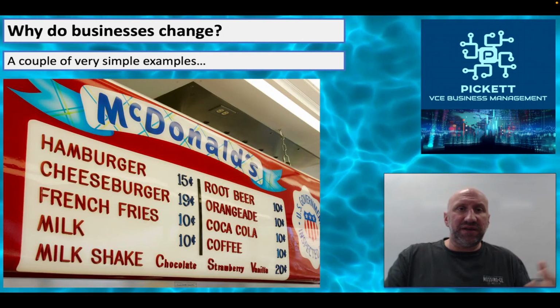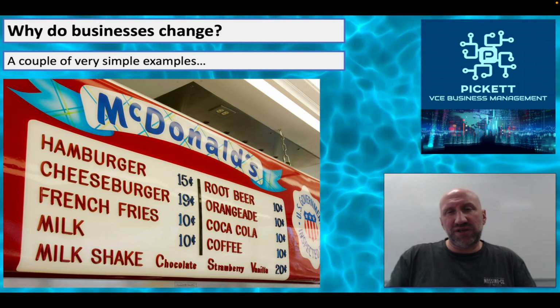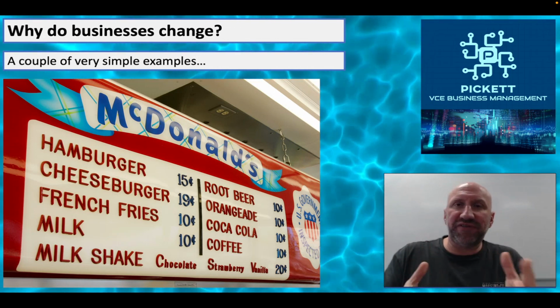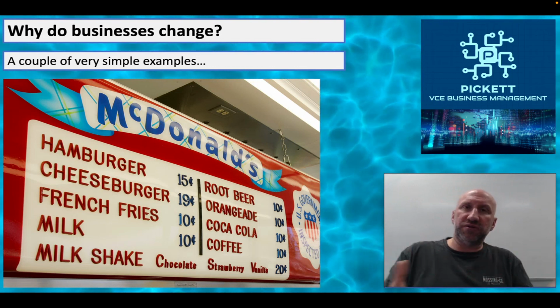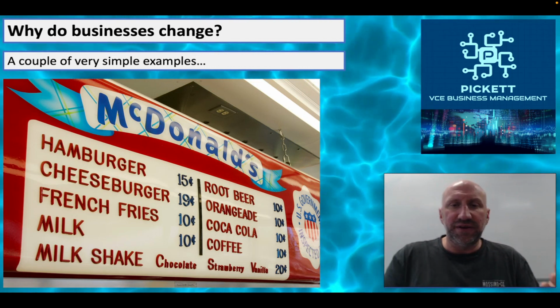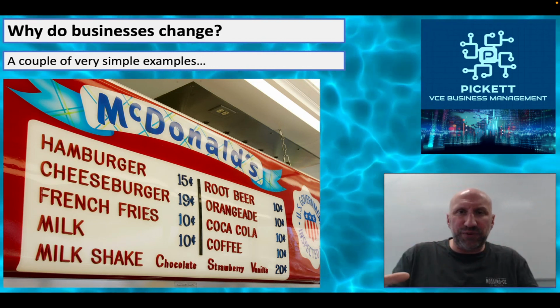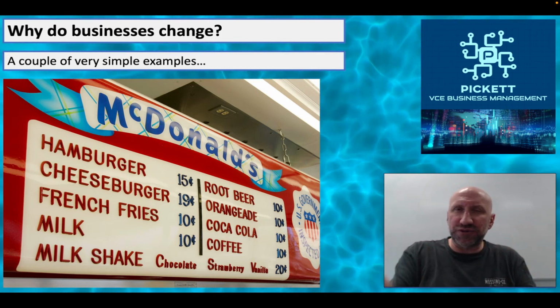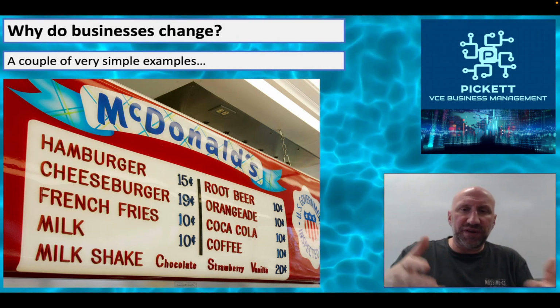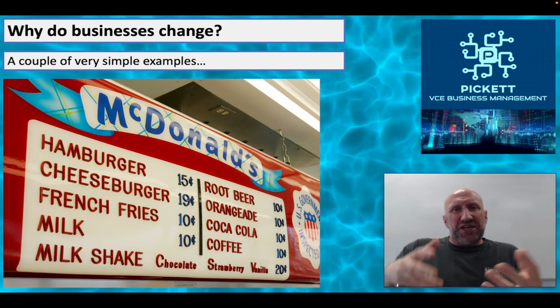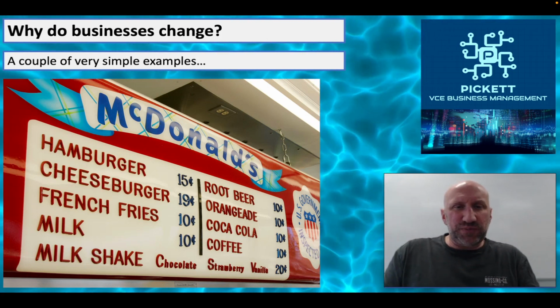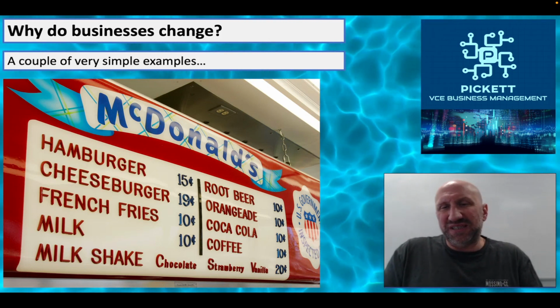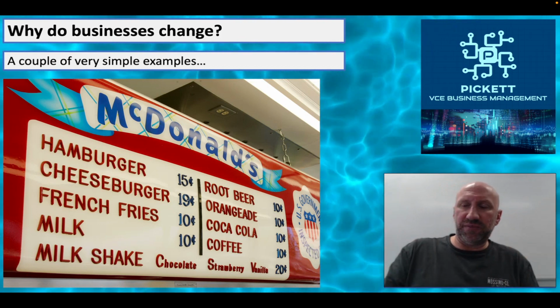Take Macca's. What you're seeing there would be a menu board from one of the very early days of McDonald's. When McDonald's started in the 50s in the US, it had a very, very simple menu. Actually more simple than this. This would have been one of the first evolutions of a menu, but this probably relates, I'm guessing, to maybe the 1960s or something. So this is a very early McDonald's menu.